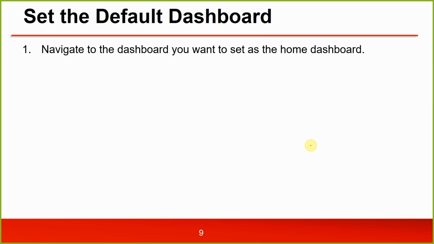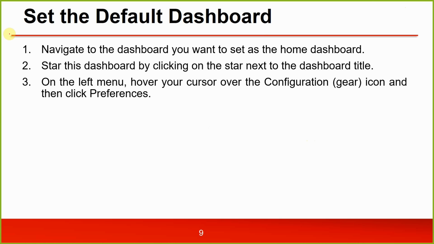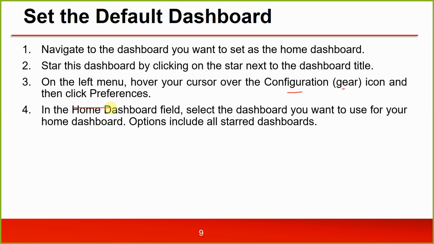How do you set it? Navigate to the dashboard you want to set as the home dashboard. Star this dashboard by clicking on the star next to the dashboard title. On the left menu, hover your cursor over the configuration icon or gear icon, and then click Preferences. In the home dashboard field, select the dashboard you want to use for the home dashboard. Options include all starred dashboards.